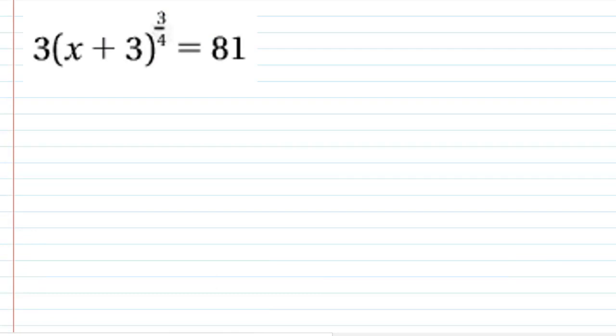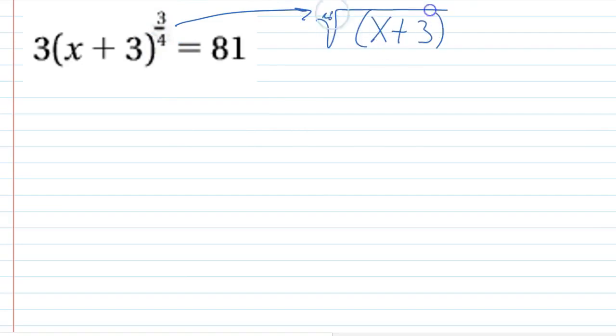Here we have fractional exponents. We're going to follow the same basic steps. Remember, a fractional exponent is basically a root. If I was to rewrite this, that would be x plus 3 to the 4th root to the power of 3. Before we get into that, the first thing I need to do is get the radical by itself, so I'm going to divide both sides by 3.